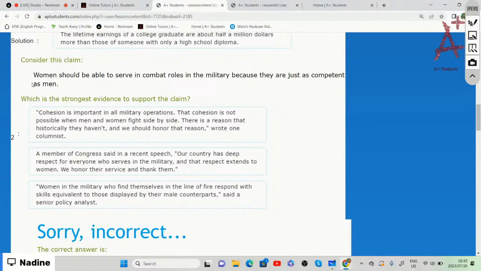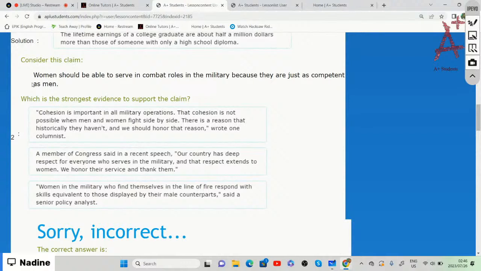Cohesion is important in all military operations. This cohesion is not possible when men and women fight side by side. There is a reason that historically they haven't, and we should honor that reason, wrote one columnist. So, which means that this person is saying that women and men should not be fighting side by side, which means that women should not be part of the military operation.